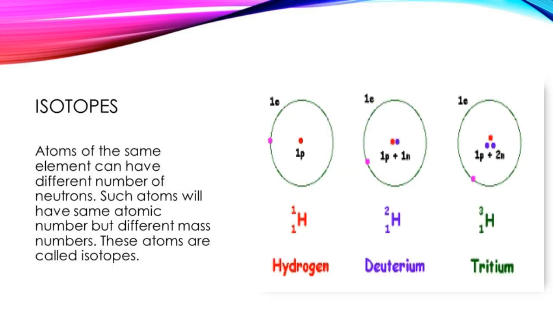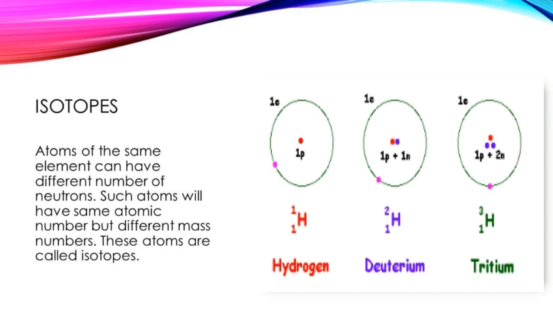Isotopes. Atoms of the same element can have different numbers of neutrons. Such atoms will have the same atomic number but different mass numbers. For example, hydrogen has 3 isotopes. They are hydrogen or protium, deuterium and tritium.